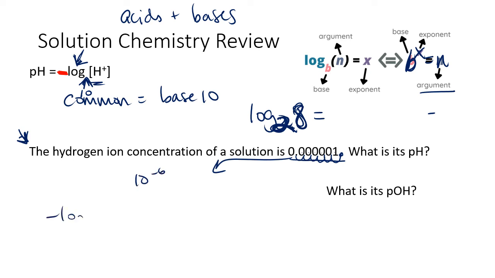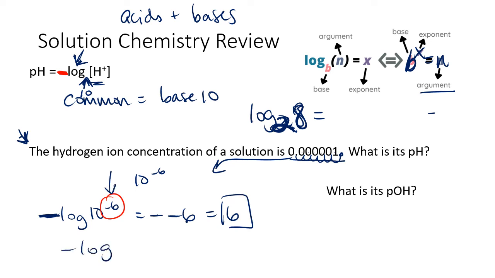If I find the negative log, the common log of 10 to the minus 6, I'm trying to figure out what is the exponent on the 10. This is the exponent on the 10. And so our answer is going to be negative 6, except it's the negative of negative 6, which will give us a positive 6 pH.